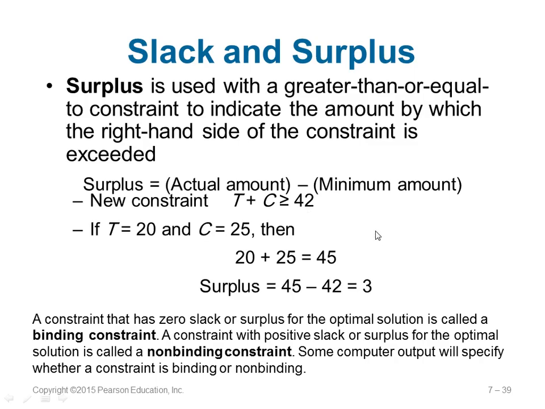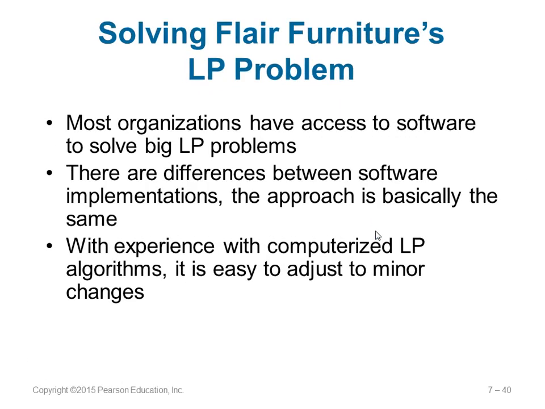There are two types of constraints. One is called a binding constraint. A binding constraint is where you have an optimal solution with 0 slack and 0 surplus. There is no surplus, no slack. And then there is the non-binding constraint. Here you have an optimal solution, but it has either positive slack or positive surplus. So these are the few things you got to know.